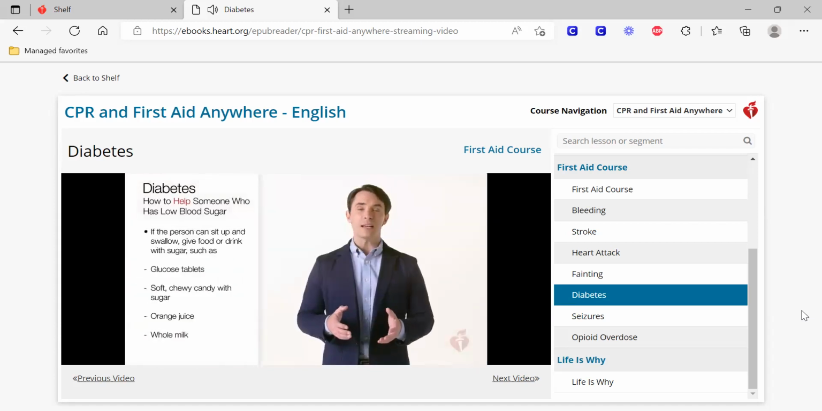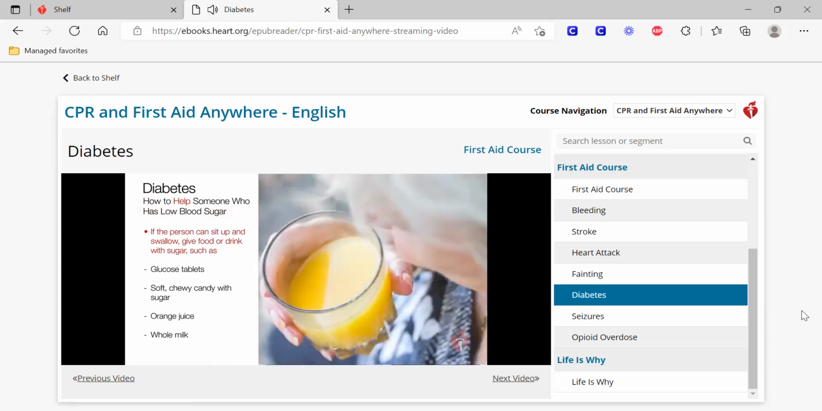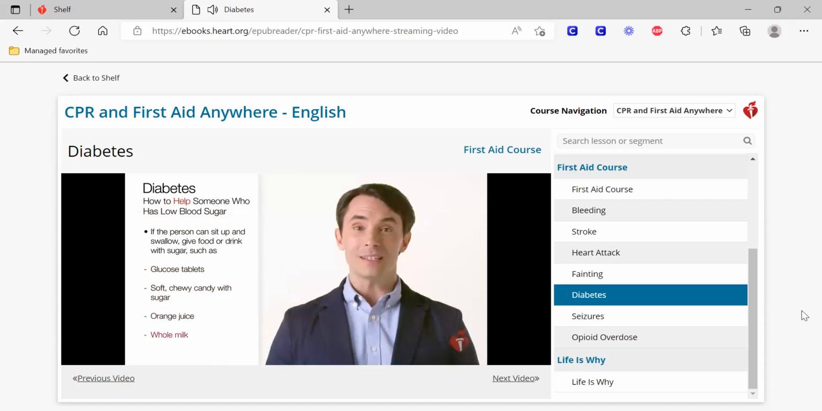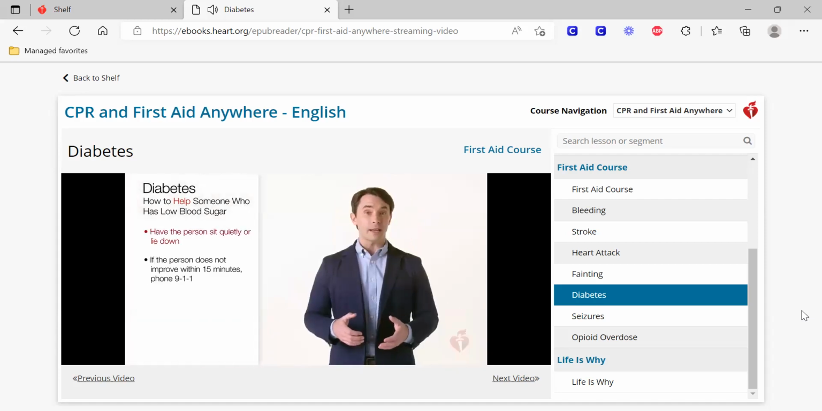If you suspect that someone has low blood sugar, take the following first aid actions. If the person can sit up and swallow, ask her to eat or drink something with sugar that can rapidly restore blood glucose levels. These items include glucose tablets, soft, chewy candy with sugar, orange juice, or whole milk. If the person can't sit up or swallow, don't force her. Have the person sit quietly or lie down. If the person does not improve within 15 minutes, phone or have someone phone 911.